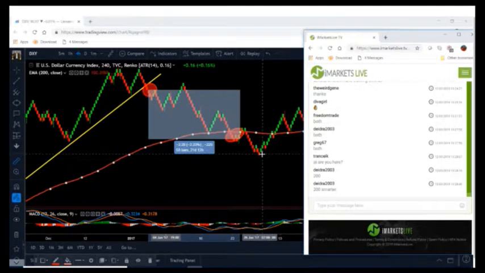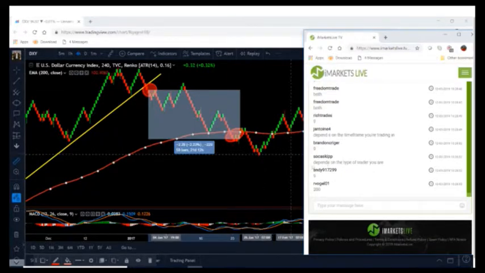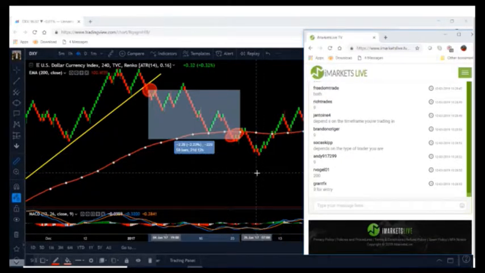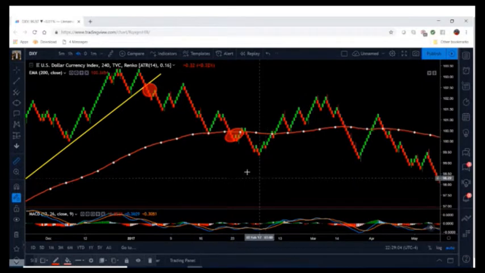$200 is smarter. Anybody else? 200, 9. Both. Depends on the time frame you're trading on. Depends on the type of trader you are. Yes, I like that answer. Yes, that's right. 9 for entry. 200, both. All right, so good.